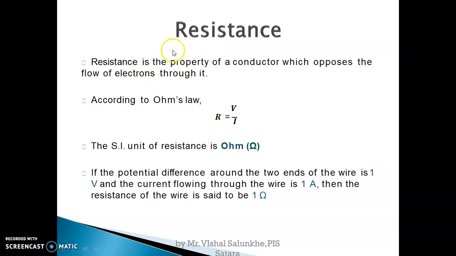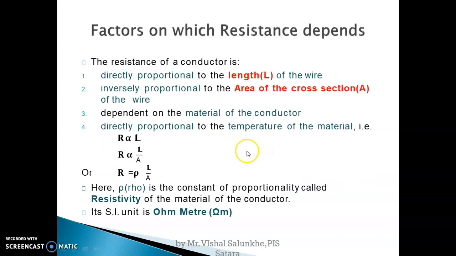So once again, resistance is the property of a conductor which opposes the flow of current or electrons through it. According to Ohm's law, resistance is always inversely proportional to the current at constant potential difference, and the SI unit of resistance is ohm. Next, this is a very important point, my dear students, because many numericals come on this concept, that is resistivity. The end result of this point is resistivity only.